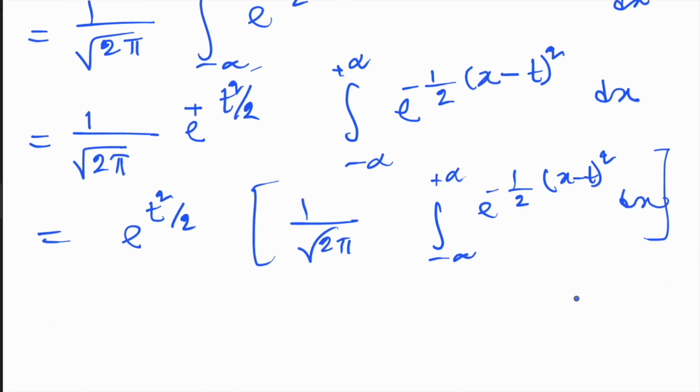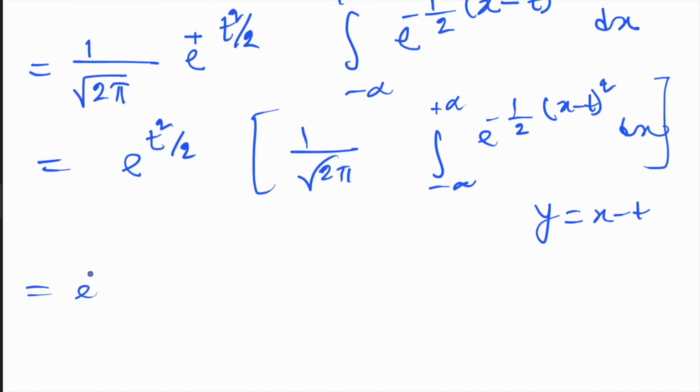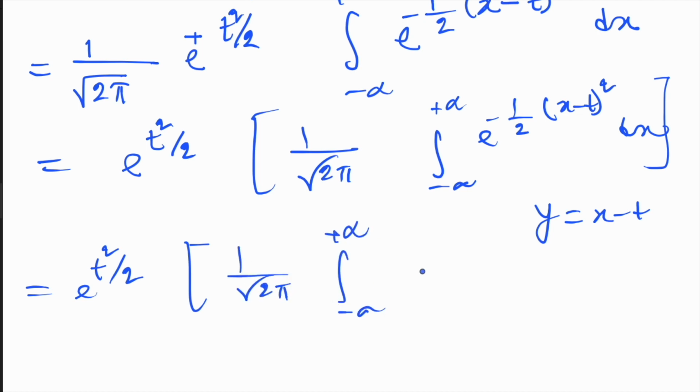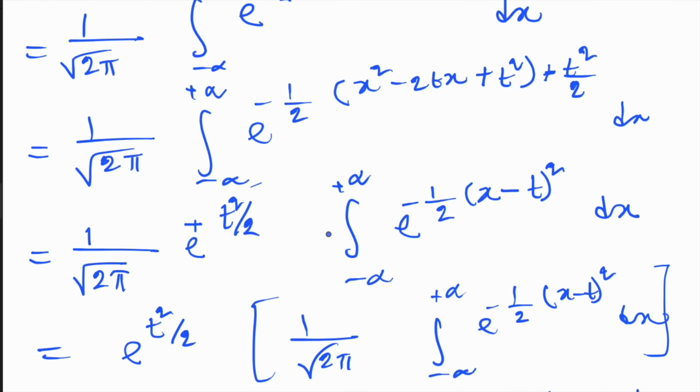Now if I choose y equal to x minus t, this is e to the power t square by 2 times 1 over root 2 pi, integral from minus infinity to plus infinity of e to the power minus half y square dy. This part is nothing but 1, because of the normalization condition: the integration over the whole area is 1. So basically we get e to the power t square by 2. This is the generating function.